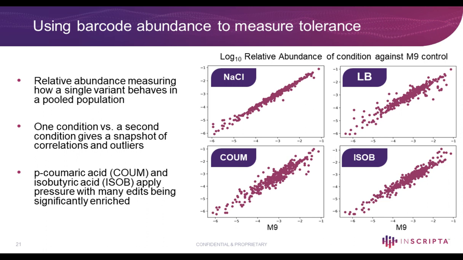This indicates there's a significant amount of correlation of each individual edit's growth in NaCl versus M9 alone. In LB, it gets dispersed a little bit, and you can really start to see additional dispersion with the coumaric acid and isobutyric acid. So we're starting to see the populations fall away or become enriched in these, and that's where these edits can become quite interesting. This gives us an overall snapshot of the correlation and outliers, and those outliers are the ones we would want to look at for effects within a particular chemical.